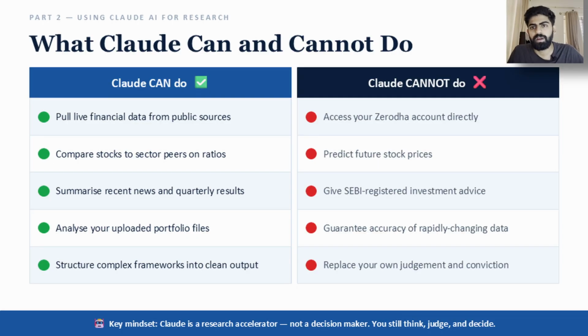So just investing based on what the AI is suggesting is not recommended at all. It's better to take its help from a research point of view, but do your own analysis, make your own logical deductions, and then invest into a stock.